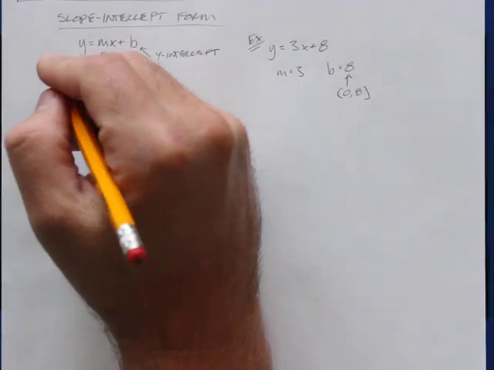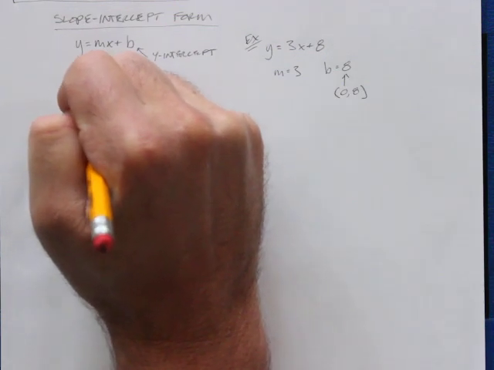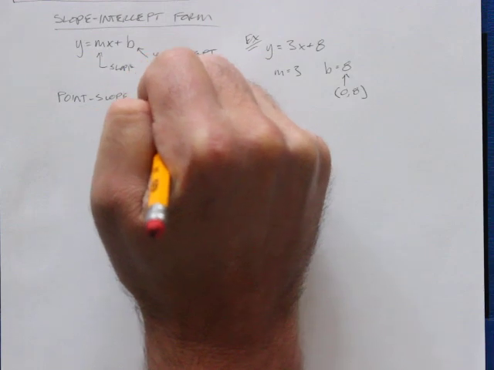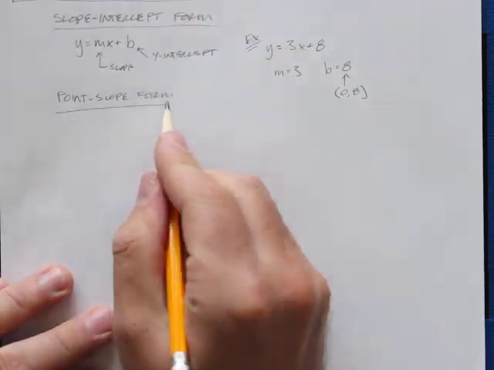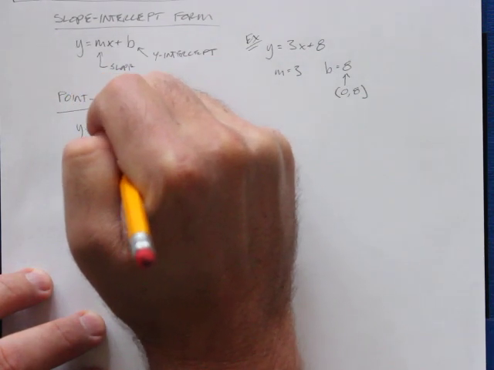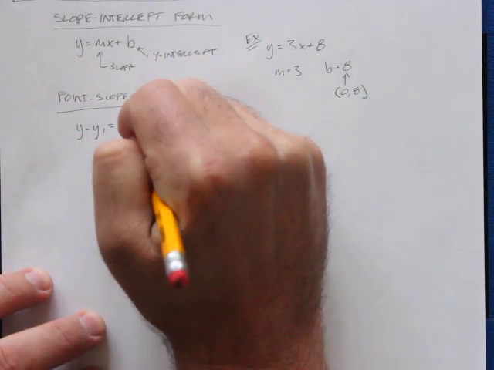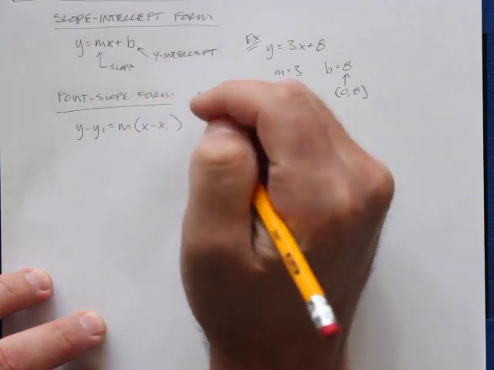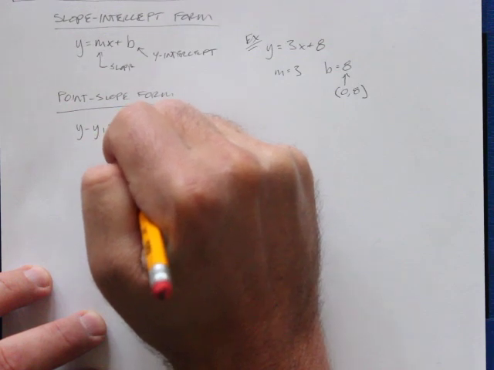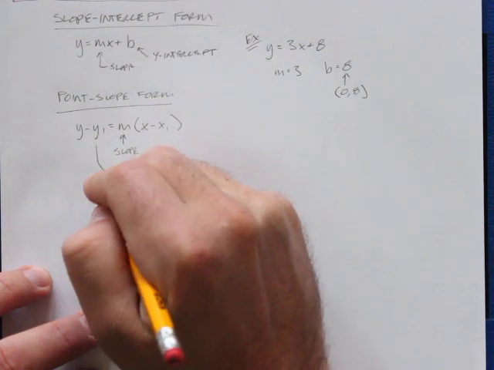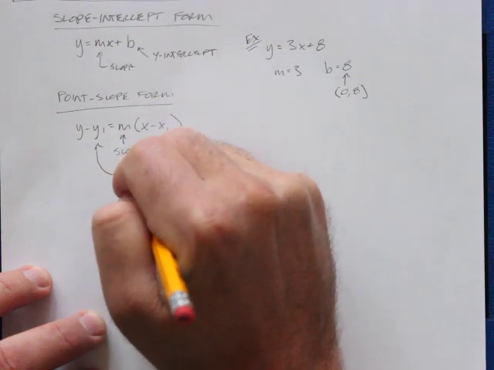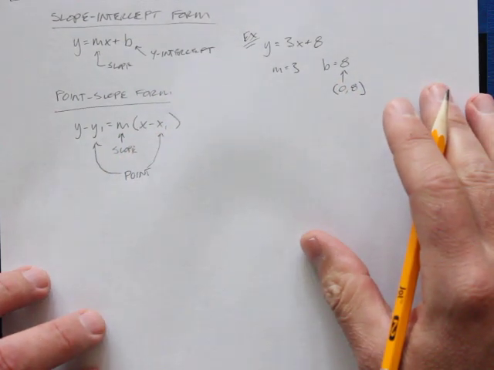We also have point slope form. Point slope form looks like this: y minus y1 equals m times x minus x1, where m is the slope, and this x1 and this y1, these are the components of a point.